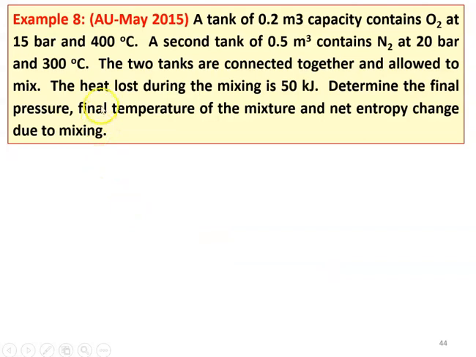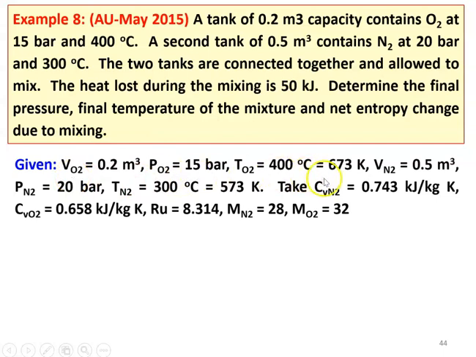Then example number 8. This is from May 2015 question paper. A tank of 0.2 m³ capacity contains O2 at 15 bar and 400 degrees Celsius. A second tank of 0.5 m³ contains nitrogen at 20 bar and 300 degrees Celsius. The two tanks are connected together and allowed to mix. The heat loss during the mixing process is 50 kJ. Determine final pressure, final temperature of the mixture, and net entropy change due to mixing. So, these are all the given data. After reading the problem, we write down the given data.